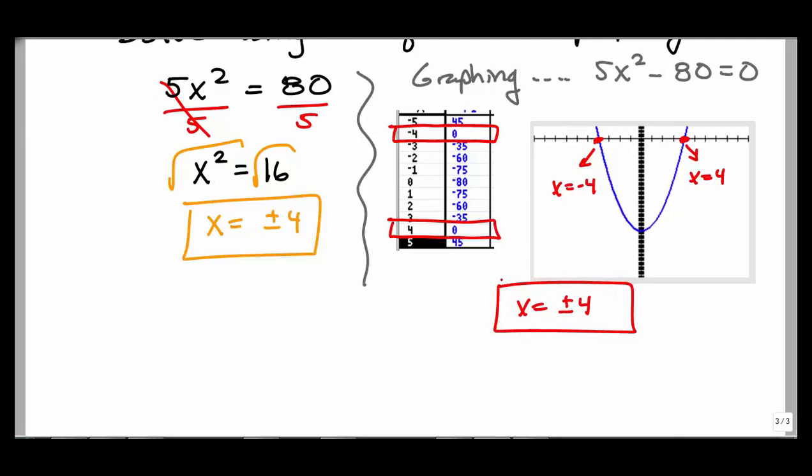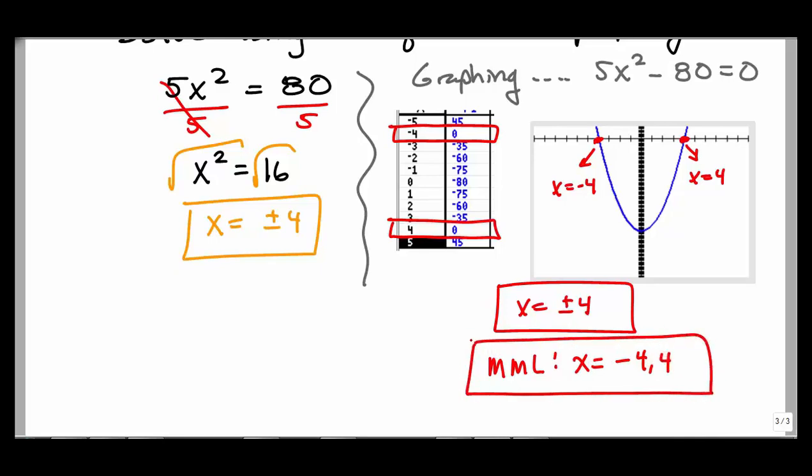Now just a quick note, in my math lab there is no symbol for plus or minus, so in my math lab the way we would enter this, they would have the x equal for you and you'd go -4, comma 4, because they don't have the plus or minus 4 bit.